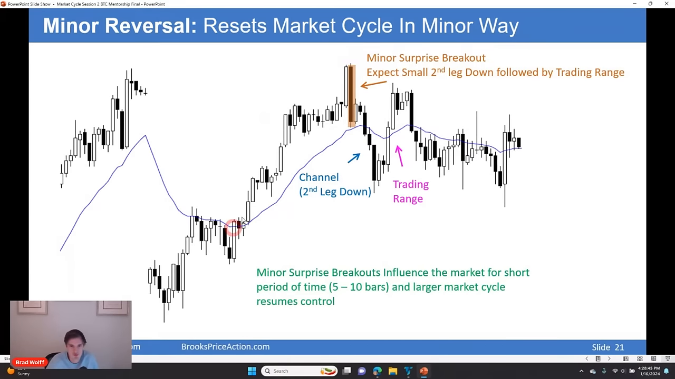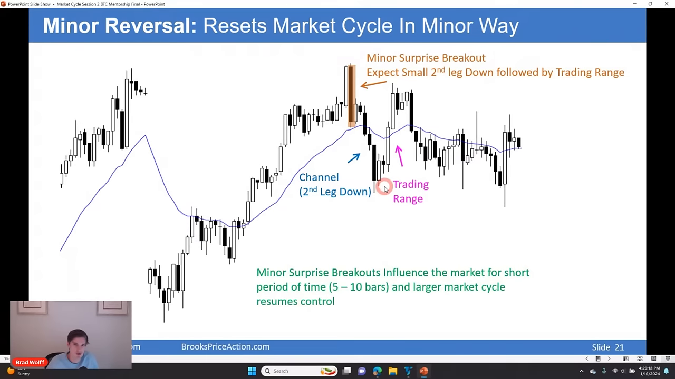We had this bull channel. So the market's in a bull channel. It's going to evolve into a trading range. Makes perfect sense. Minor reversals have minor market cycles that resume the previous larger market cycle. So we have a minor bear breakout. This is a breakout. Therefore, it's resetting a market cycle. It's breaking out of something. It should get a second leg. We have a second leg down here. So it's the channel phase.